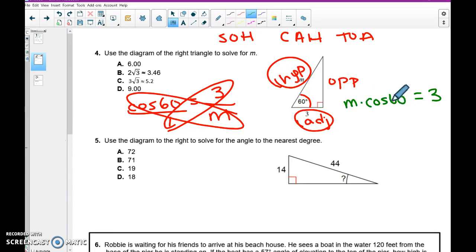If it's m times cosine 60, the opposite of multiplying is dividing. You have to take cosine and 60 together. It's not just one or the other. That crosses off there. If you plug in 3 divided by cosine 60 on your calculator, you should get 6. It's a nice even number this time. Okay, if you didn't get this, make sure to raise your hand and ask for help so you know how to use your calculator properly.